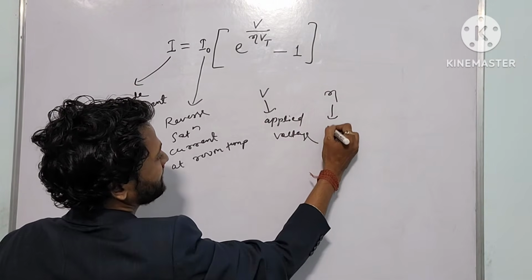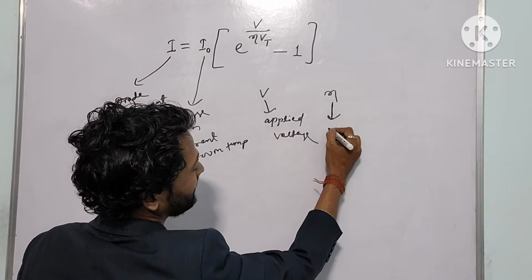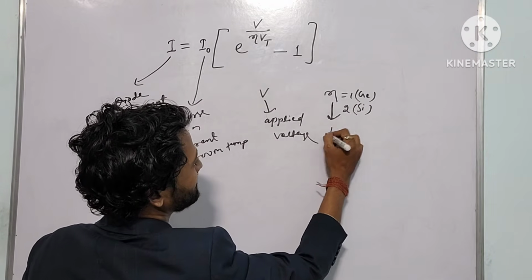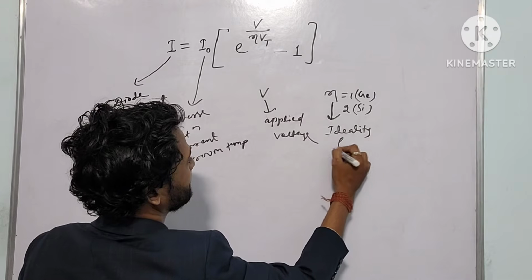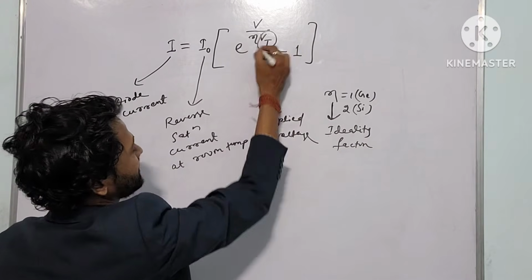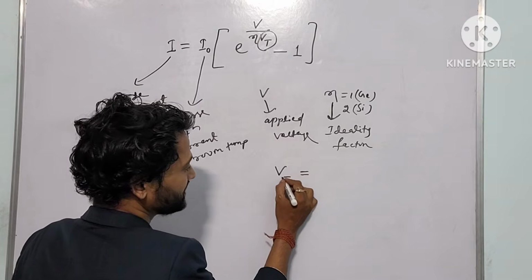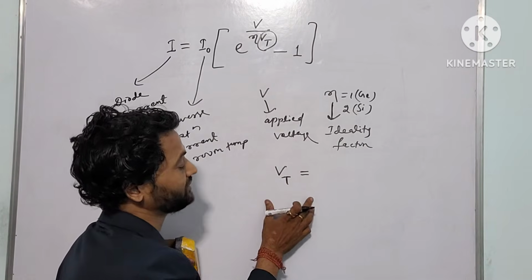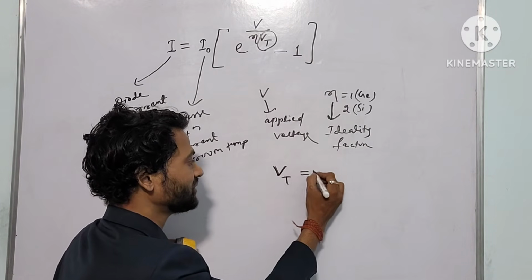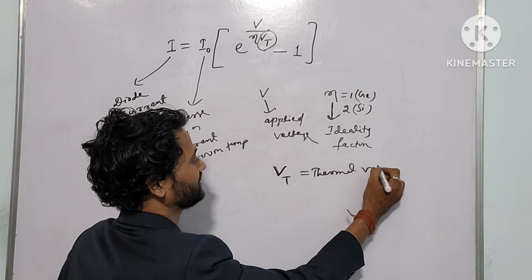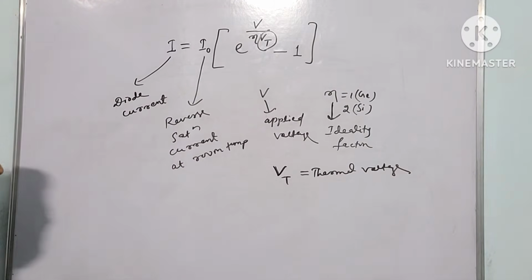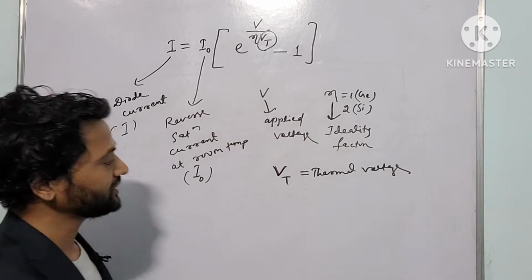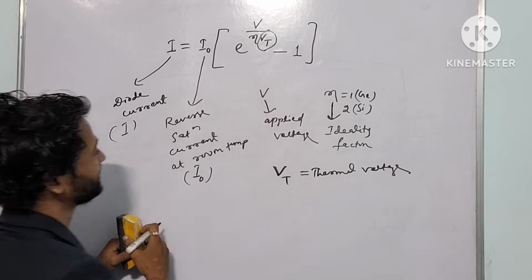Eta is 1 for germanium and 2 for silicon. It is called the ideality factor. And VT is the voltage across the junction at a particular temperature. That temperature may be room temperature or more than room temperature. This voltage is called thermal voltage. Reverse saturation current is I naught, diode current is I, and V is the applied voltage. So now we will discuss the thermal voltage.